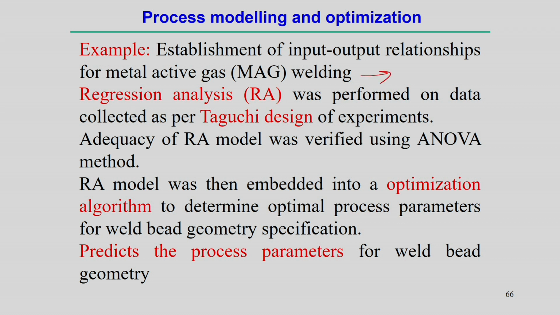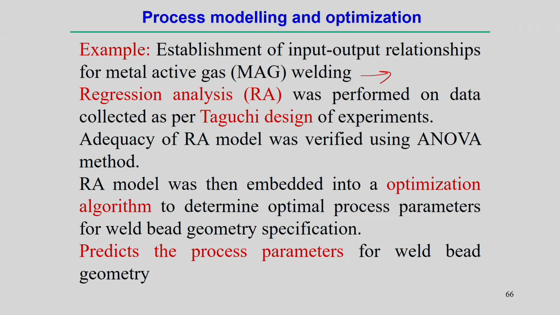So, in these cases there are so many inputs, for example, the current, voltage, and the feed rate of the wire, that can be the input to the process, and the output maybe strength or some other parameter, or maybe bead dimension. But we are always interested to relate the input and the output parameters.